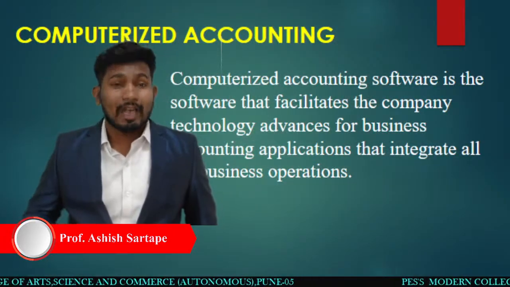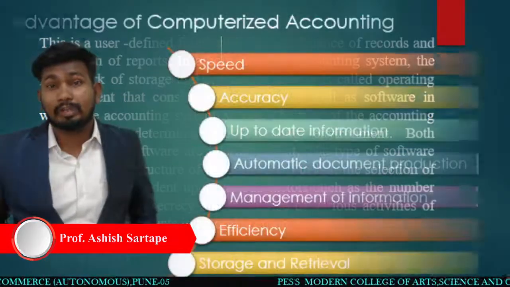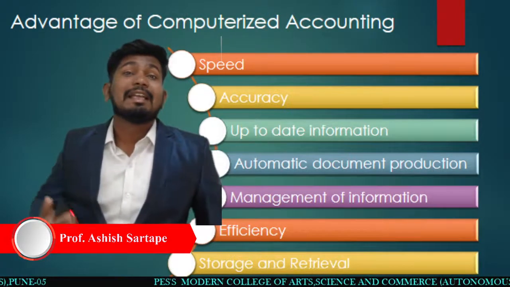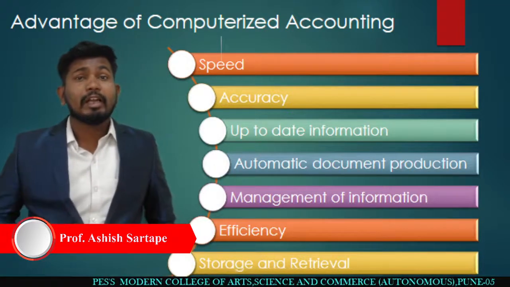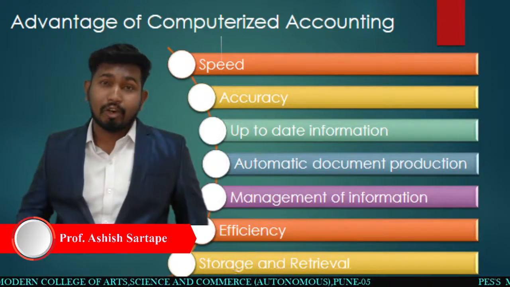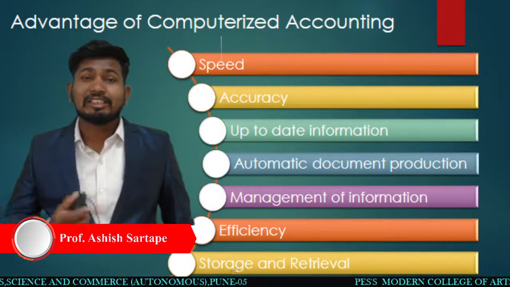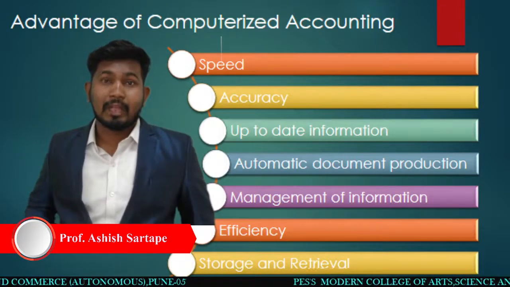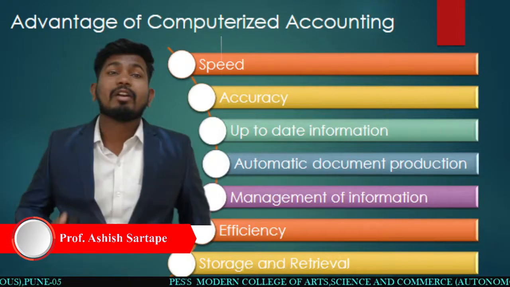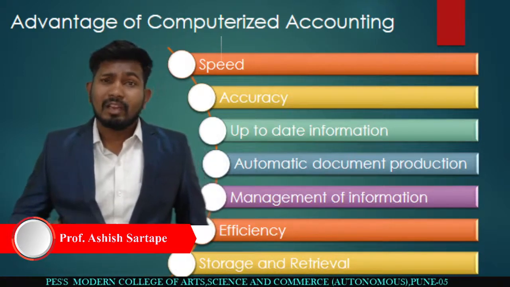Okay, students. Now, there are some advantages of computerized accounting. The first one is speed. Second is accuracy. Third is up-to-date information. Fourth is automatic document production. Fifth, management of information. Sixth is efficiency. And the seventh is storage and retrieval of information. So we will learn these advantages in detail.